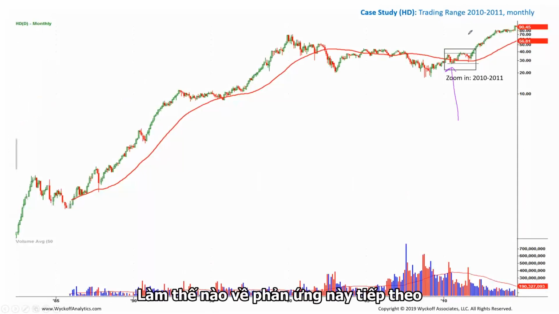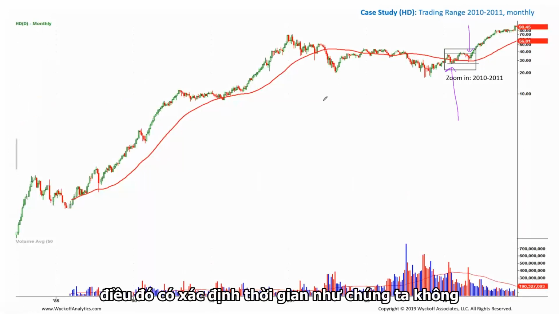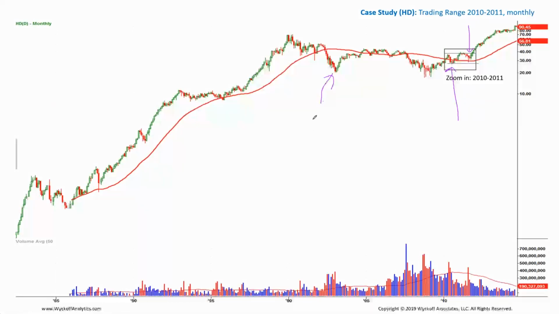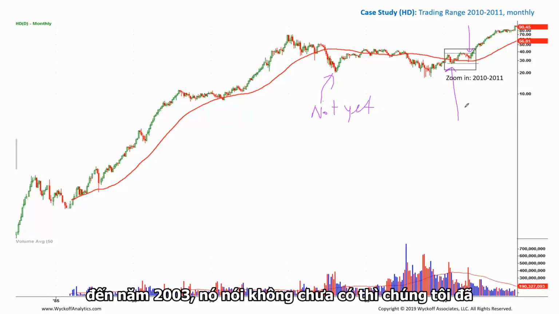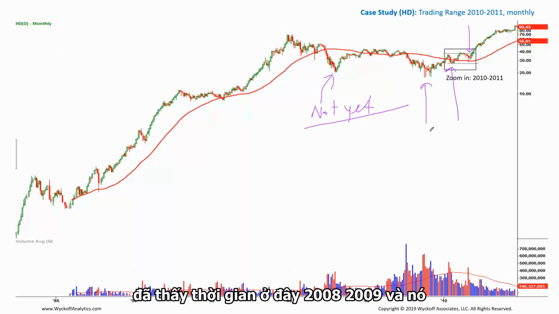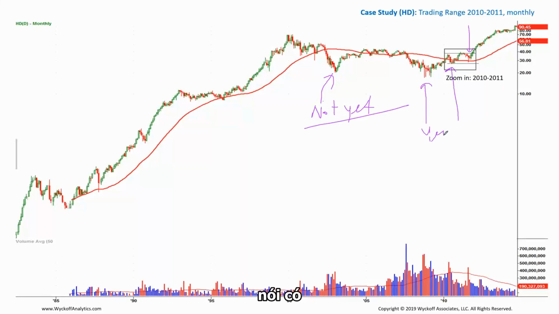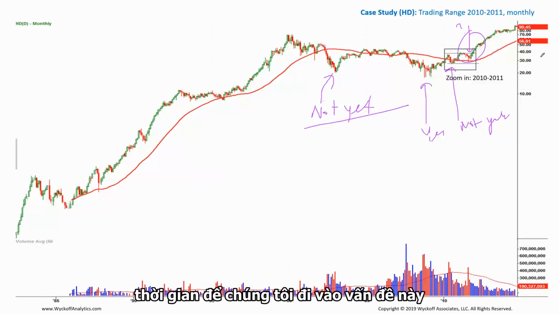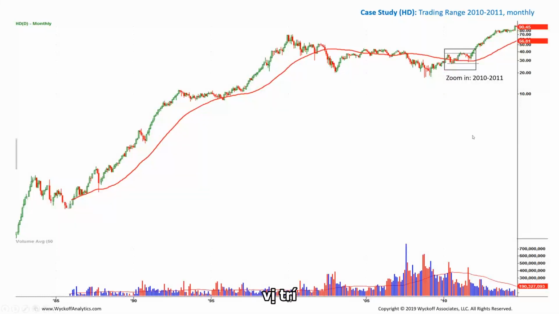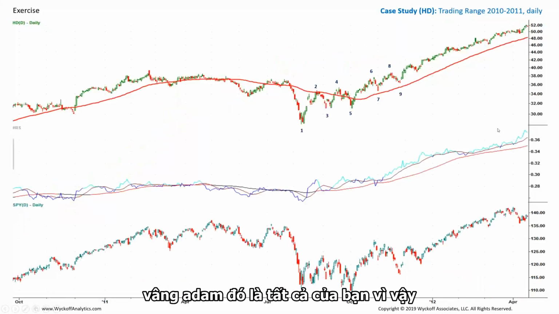At this reaction right here, how about this reaction, the next one? Would that define the timing like we've seen here in 2002, 2003? It said, no, not yet. Then we've seen the timing here, 2008, 2009, and it said yes. Next reaction right here, not yet. Let's see if here we're going to see the timing for us to come into this position. Okay, well, Adam, it's all yours.